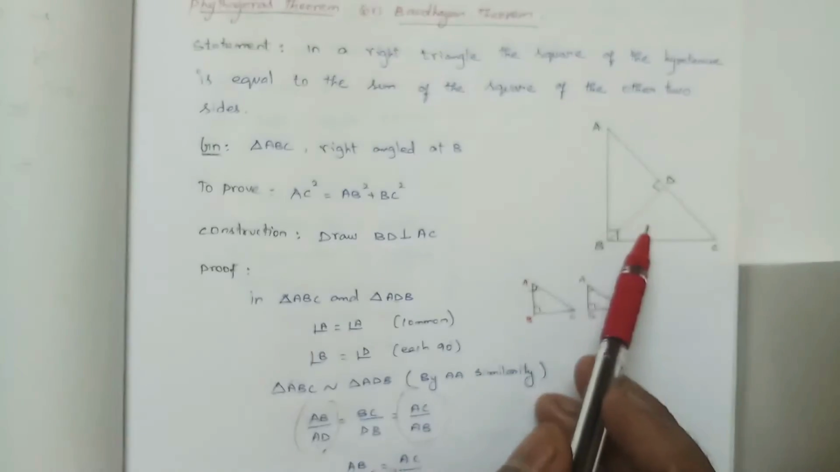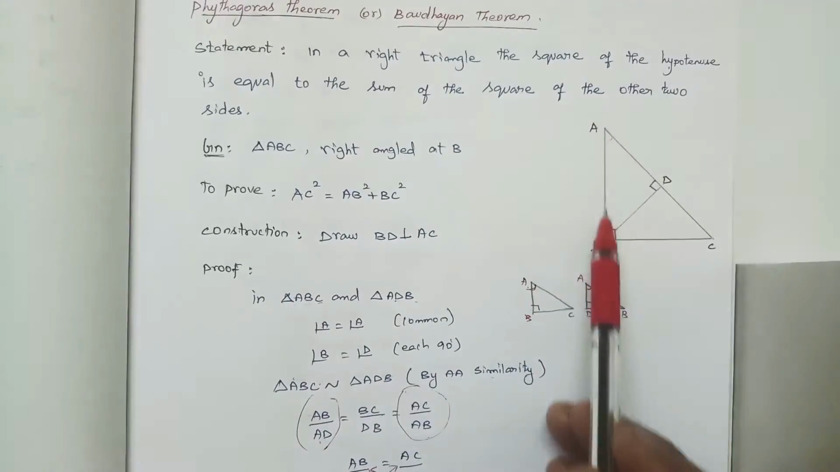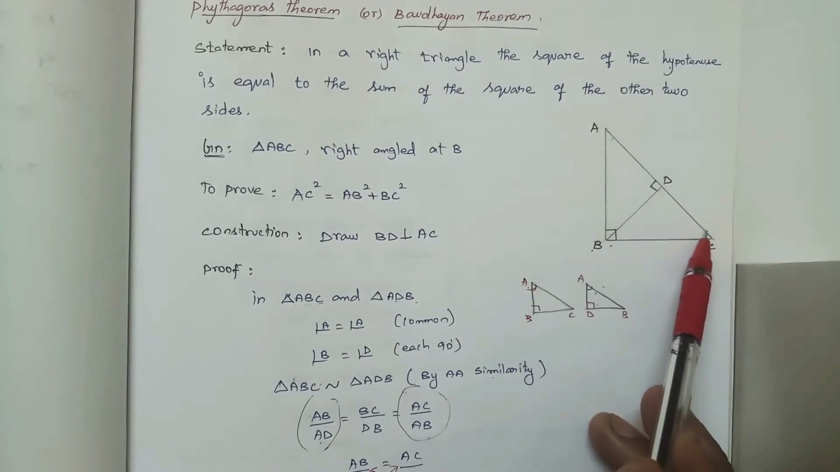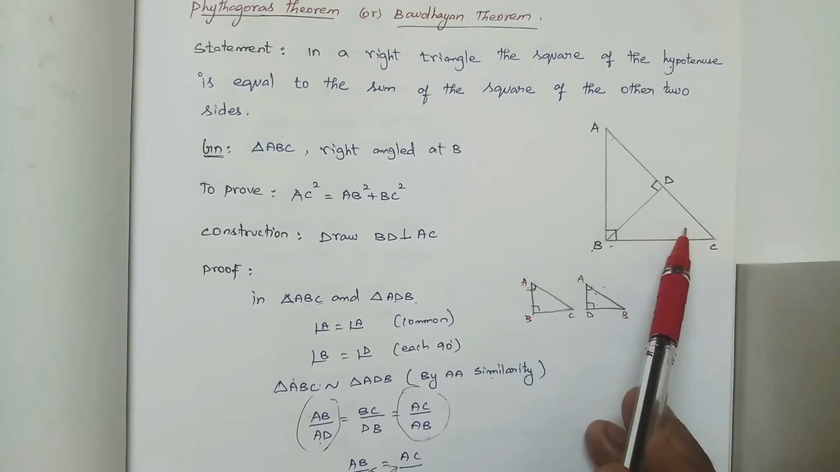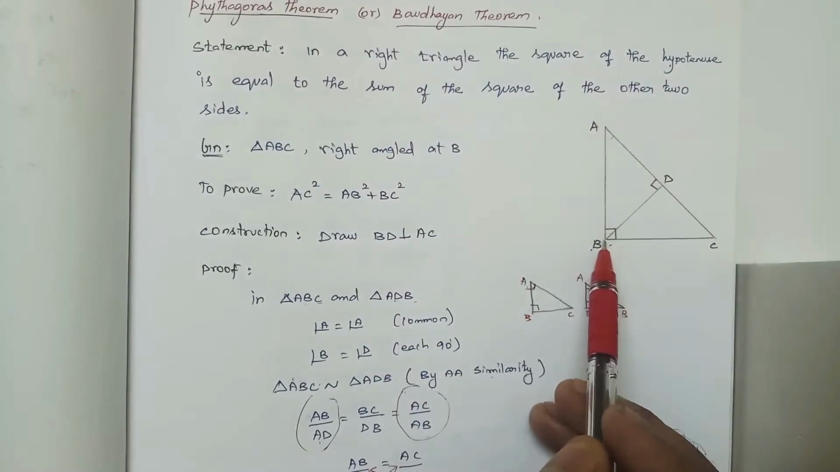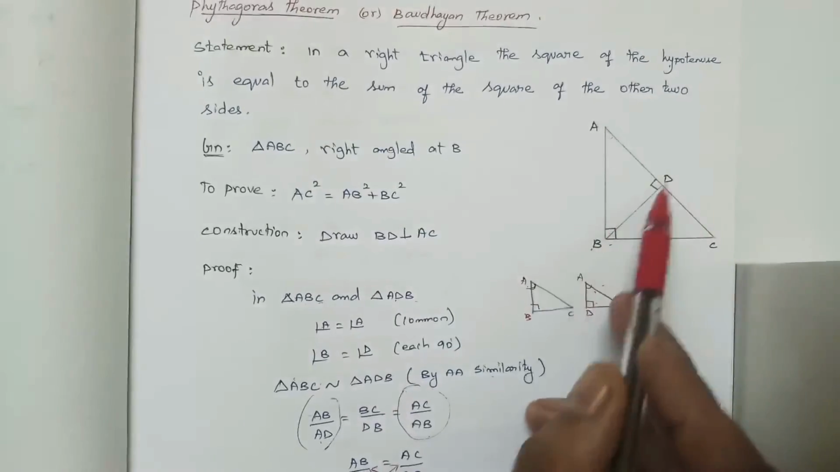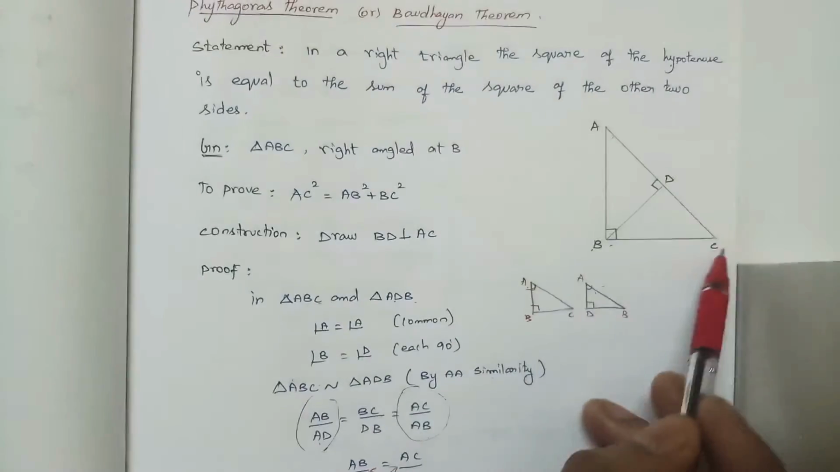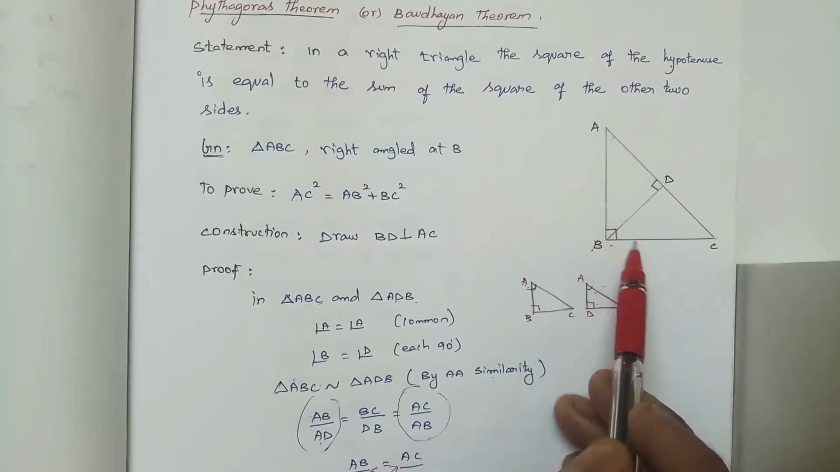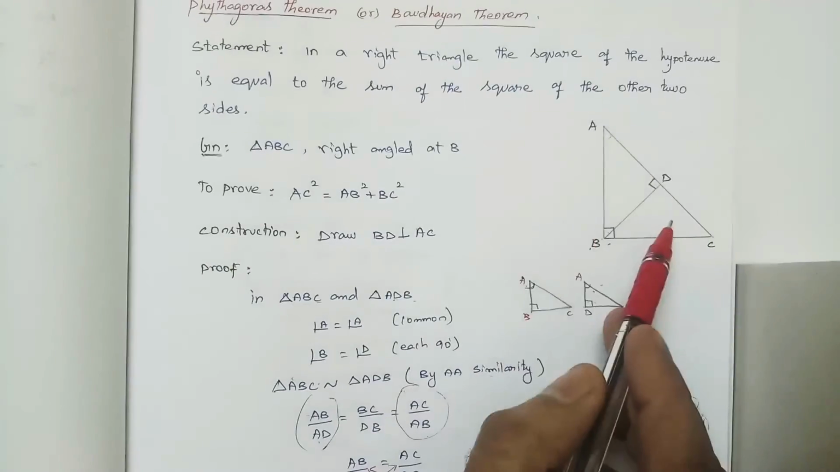Here, which angle will be equal? We have chosen triangle ABC and triangle BDC. So angle C will be common for both the triangles, right? See, B is also common, but B is dividing, not a full angle, half angle alone. In triangle ABC, angle B is 90 degrees, but in triangle BDC, it is not 90 degrees. So we can't take angle B. We have to take angle C alone. C is the common angle for both the triangles.